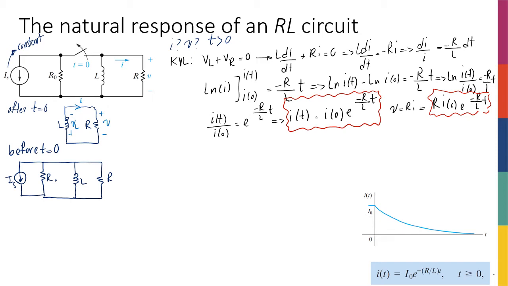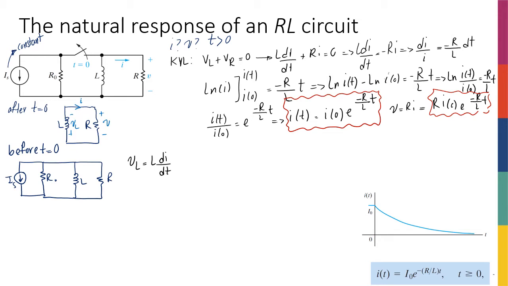To analyze the circuit, I need to go back to my knowledge from chapter 6, right? If you remember from chapter 6, one thing that we said about inductors was that if you have an inductor and there's no change in the circuit, the voltage across the inductor is going to be 0, right? Because we know that the voltage of an inductor is L di over dt.